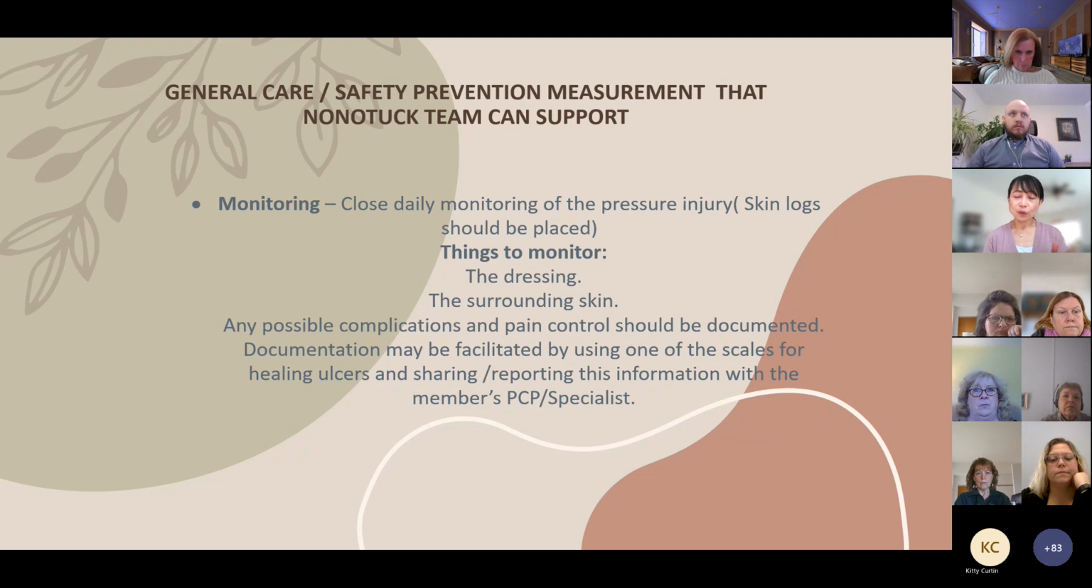Monitoring. This is also part of the assessment. Any possible complication and pain control should be documented as well. Documentation may be facilitated by using one of the scales for healing ulcers, sharing and reporting this information with the member's PCP or specialist. This especially applies, for example, to a member who was just discharged from the hospital and has a significant skin issue. So the documentation needs to be thorough and reported to their primary care provider or other specialists. Next slide, please.